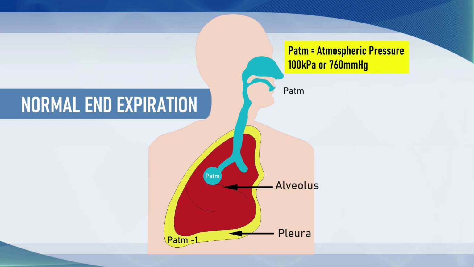At sea level it's 101 kilopascals, or 760 millimeters of mercury. But obviously if you live at altitude, that pressure is different. But that's the resting pressure in and around your airway.